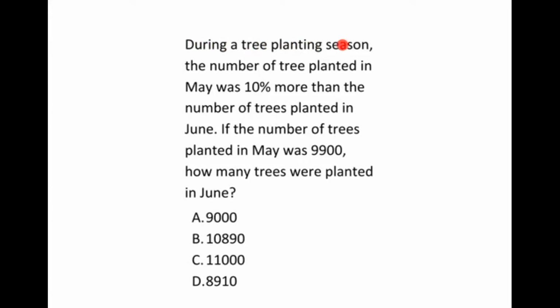During a tree planting season, the number of trees planted in May was 10% more than the number of trees planted in June. If the number of trees planted in May was 9,900, how many trees were planted in June? Solution.